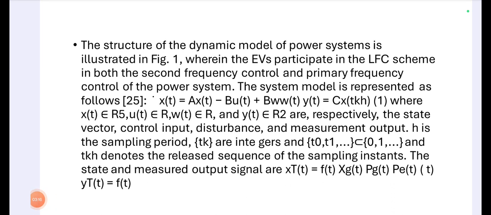The state vector, control input, disturbance, and measurement output. h is the sampling period. The t_k are integers, and t_0 and t_1 belong to 0, and t_k h denotes the released sequence of the sampling instance. The state and measured output signals are x_t of t is equal to f of t, x of g of t, P_g of t, P_e of t, and y_t of t is equal to f of t.